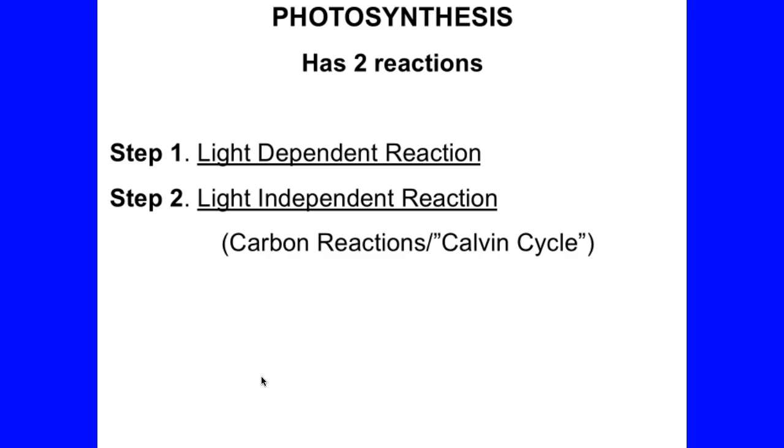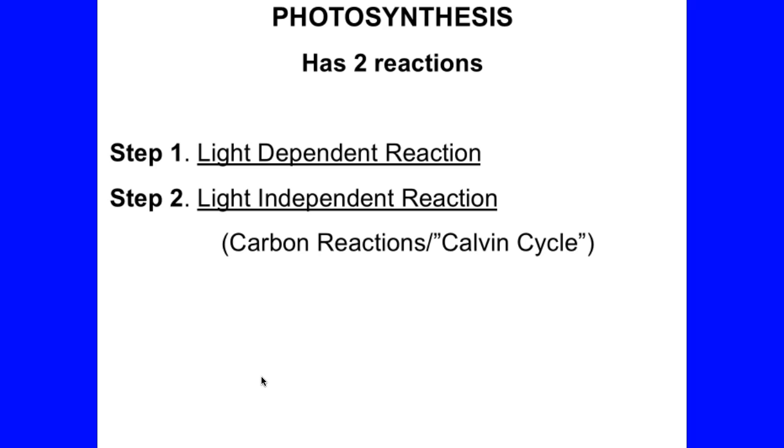So this is the second part of our lecture on photosynthesis. Photosynthesis does have two reactions. Step one is a light-dependent reaction because it requires light energy. Step two is what we call our Calvin-Benson cycle. This is going to be our light-independent reaction, also referred to as the dark reaction, because no light is needed here.